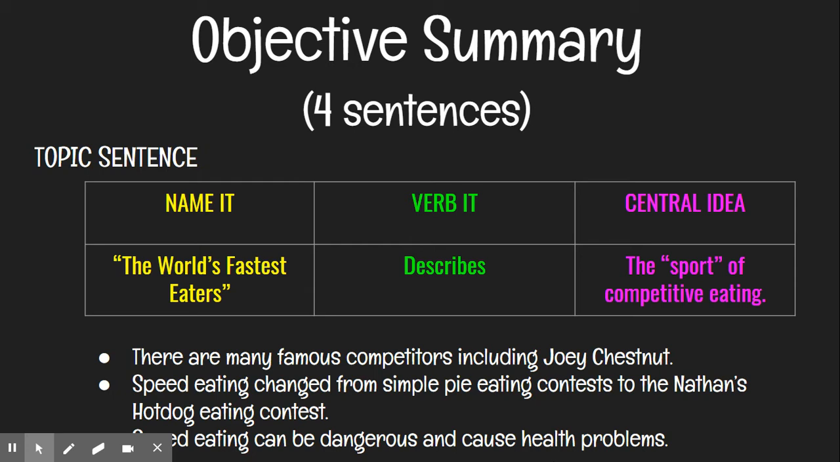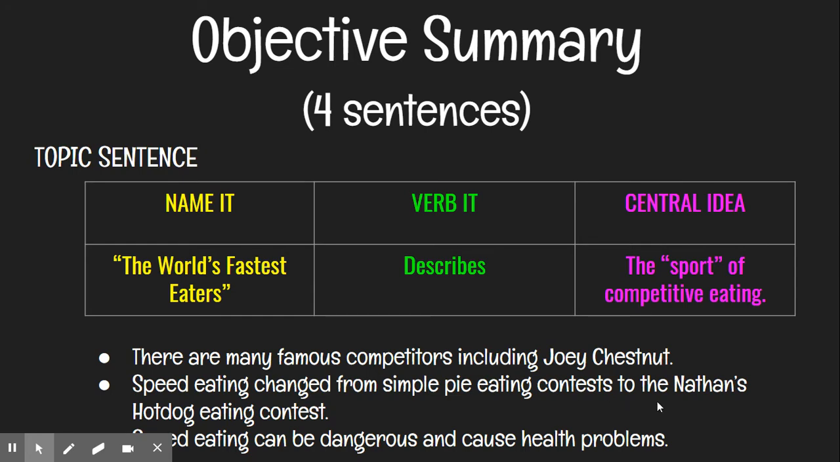And then what I did is I went back into my Cornell notes and I pulled out a few of those key details, and I picked, there are many famous competitors, including Joey Chestnut, that's a key detail. Speed eating changed from simple pie eating contest to Nathan's hot dog eating contest. And I also included speed eating can be dangerous and cause health problems. So those are 3 key details from the article that support my topic sentence.